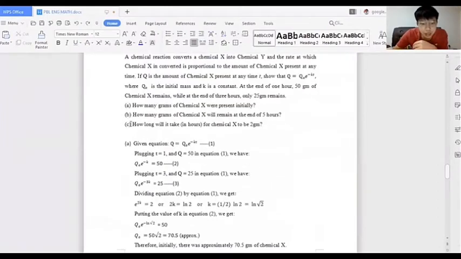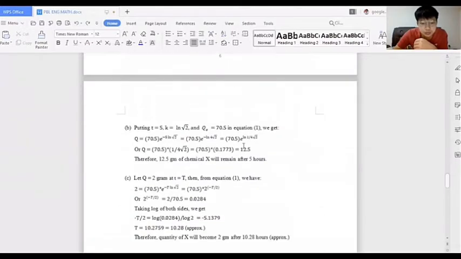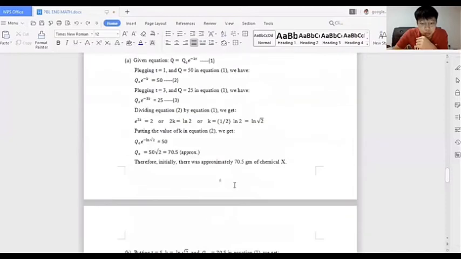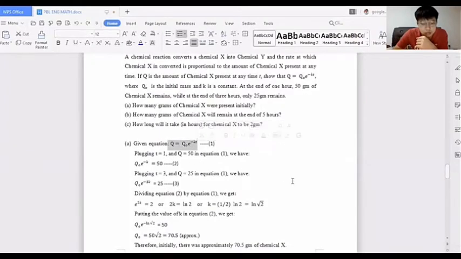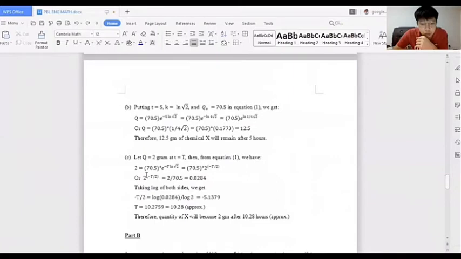For C, how long will it take in hours for chemical X to be 2 grams? So let Q equal to 2 grams at T. From equation 1, which is this formula, we have 2 to the power of minus T divided by 2 equal to 2 divided by 70.5 and equal to 0.0284.